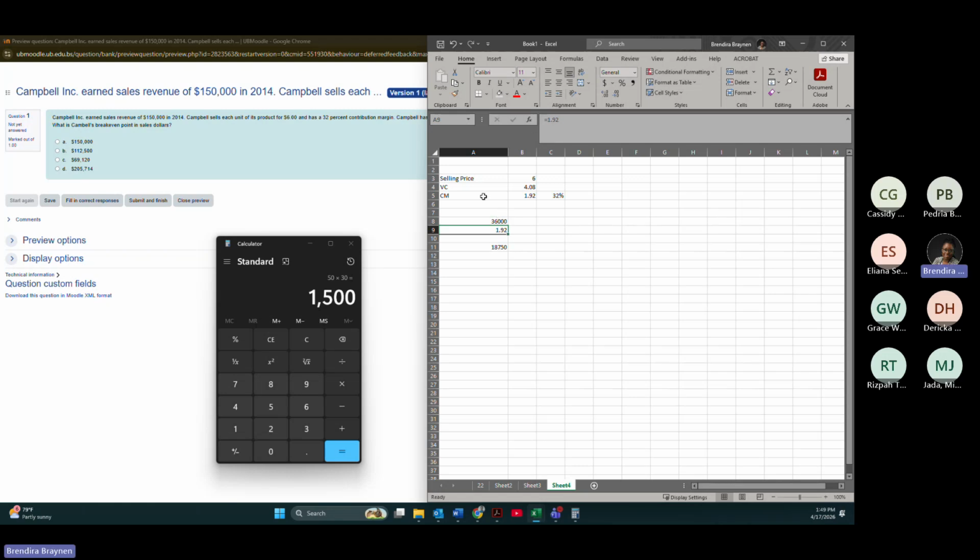Still off. 36,000 divided by 1.9. Oh, break even in sales dollars. Okay, see, this way it's important to read. So this is the formula: the fixed cost divided by contribution margin is the formula for break-even units. And the question is asking for it in sales dollars. So I should take the units times the selling price, and I should get the answer.